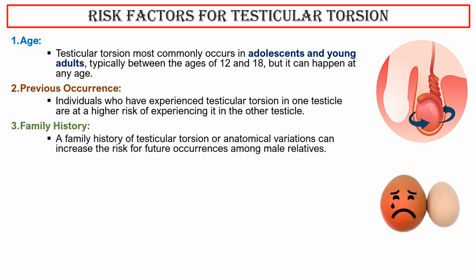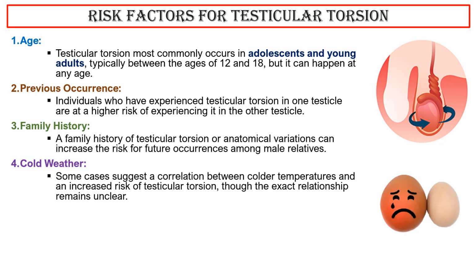A family history of testicular torsion or anatomical variations can increase the risk for future occurrences among male relatives. Cold weather. Some cases suggest a correlation between colder temperatures and an increased risk of testicular torsion, though the exact relationship remains unclear.